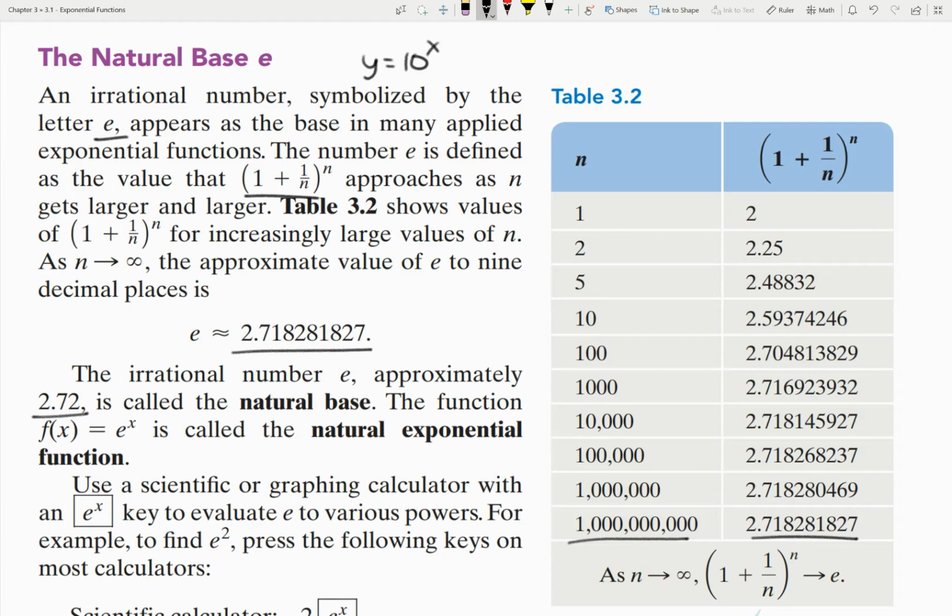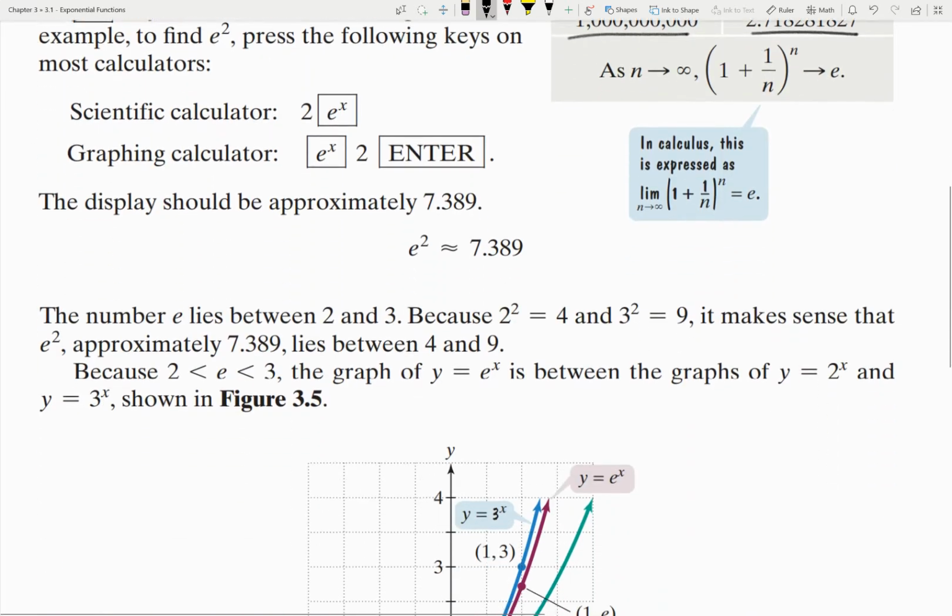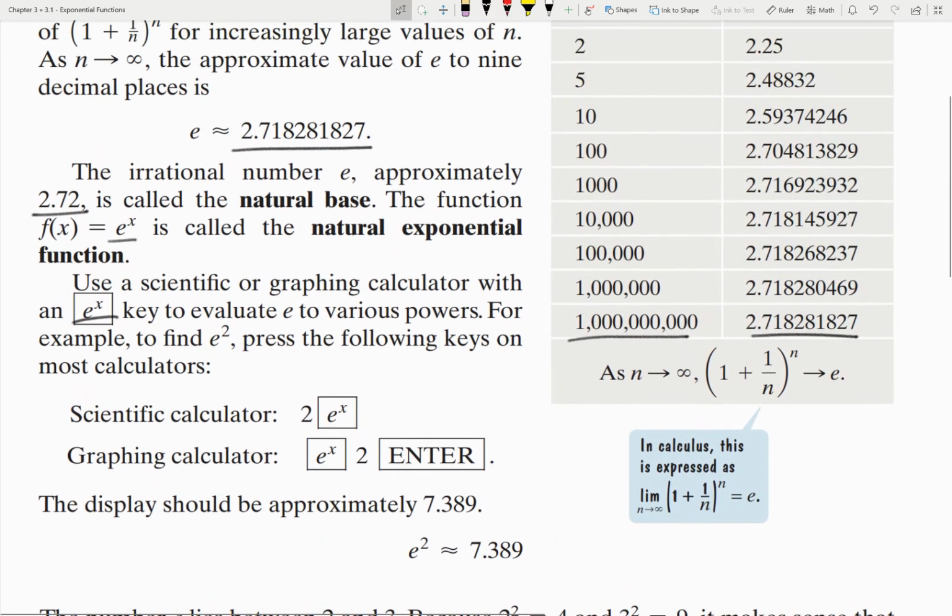This is called the natural base. It's called the natural base because it works so well in these applied exponential functions that model the natural world. Okay, so the function e with an exponent is called the natural exponential function. And most scientific or graphing calculators have this button to help you evaluate e. You're going to have to be able to find it, just like we found the other button to do random x's. We're going to need to find the button for e to the x power.